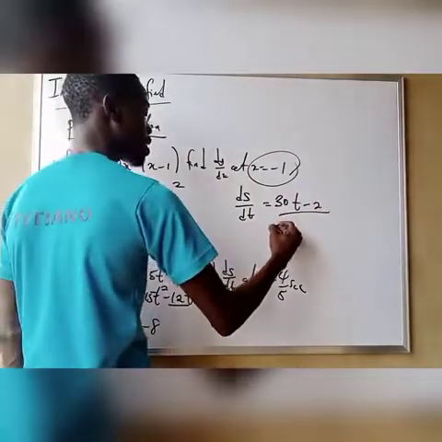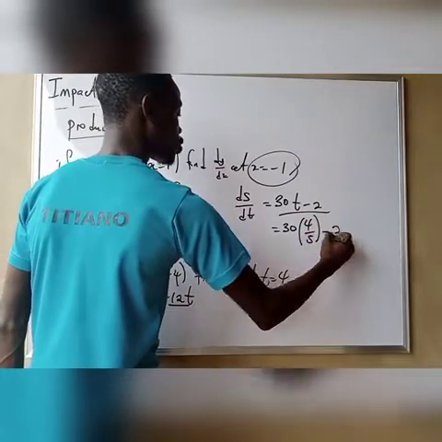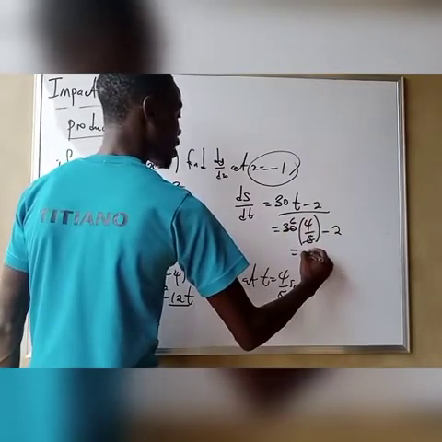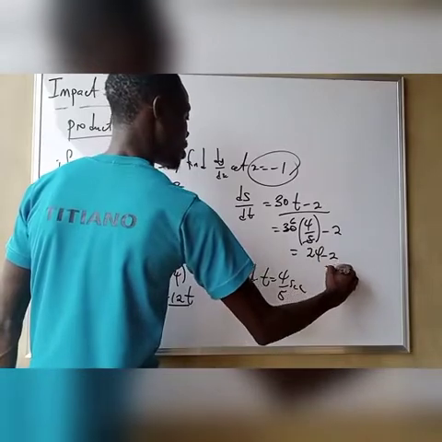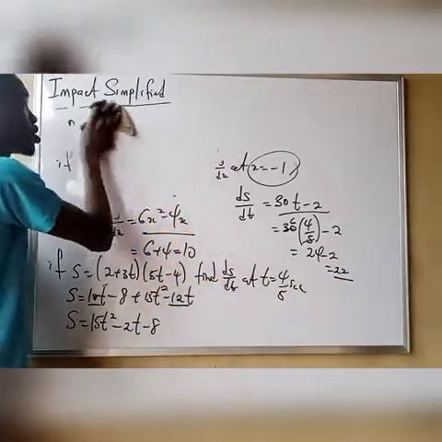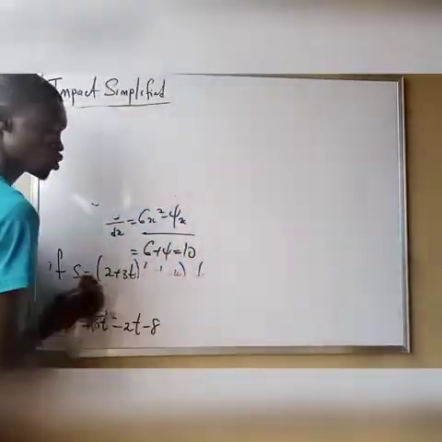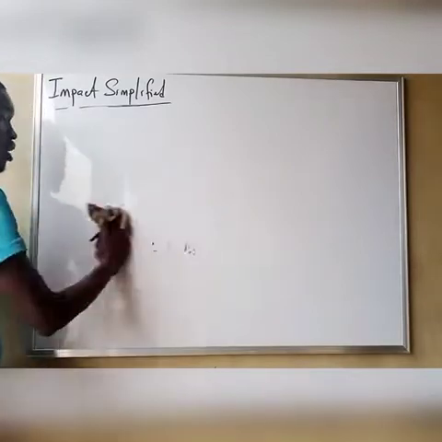And then you put your t as 4 over 5. That will give us 30 times 4 over 5 minus 2, and this will give us 6 times 4, which is 24, minus 2. And that will give us 22. Looking at this, you can see that it's simple. Some people will be wasting their time making use of the product rule formula. You don't need to make use of the product rule formula to solve this.